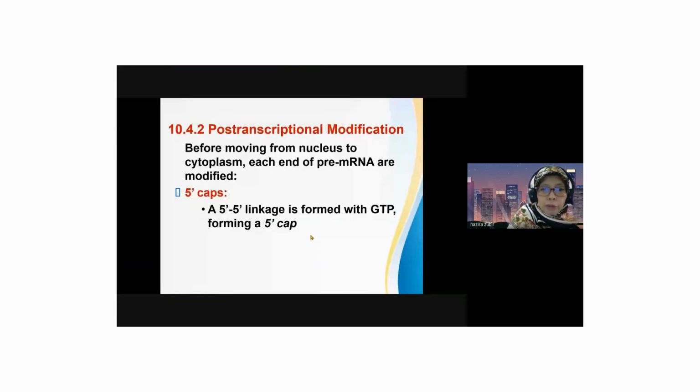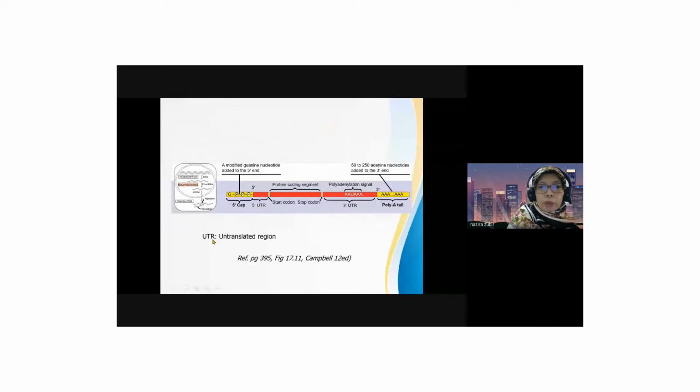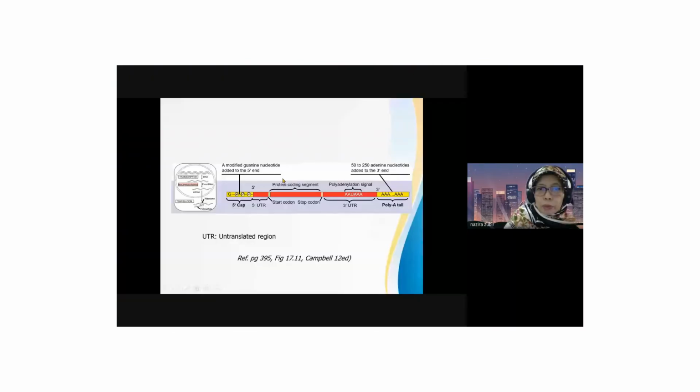Apart from forming the 5' cap, where a modified guanine nucleotide is added to the 5' end, 50 to 250 adenine nucleotides are added to the 3' end. When 50 to 250 adenines, or A, are added at the tail end, this is known as the poly-A tail. Poly means many. So you have the cap and you have the poly-A tail, and in the middle there are coding and non-coding segments. We move on, and that will undergo the splicing.